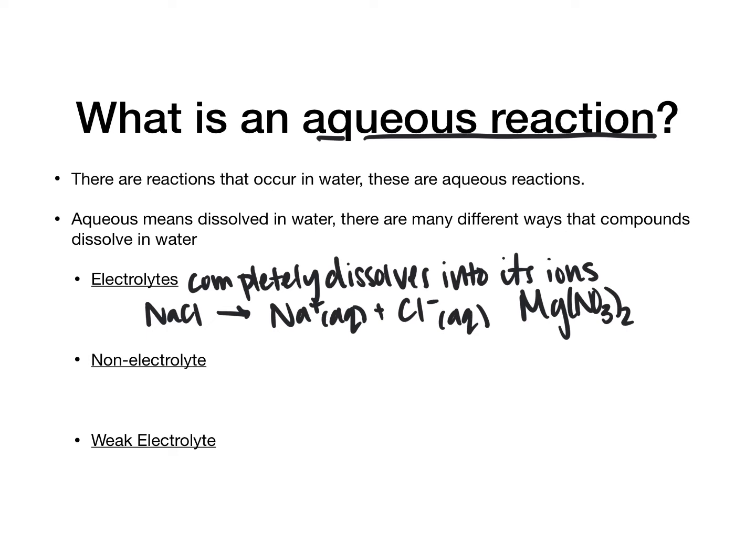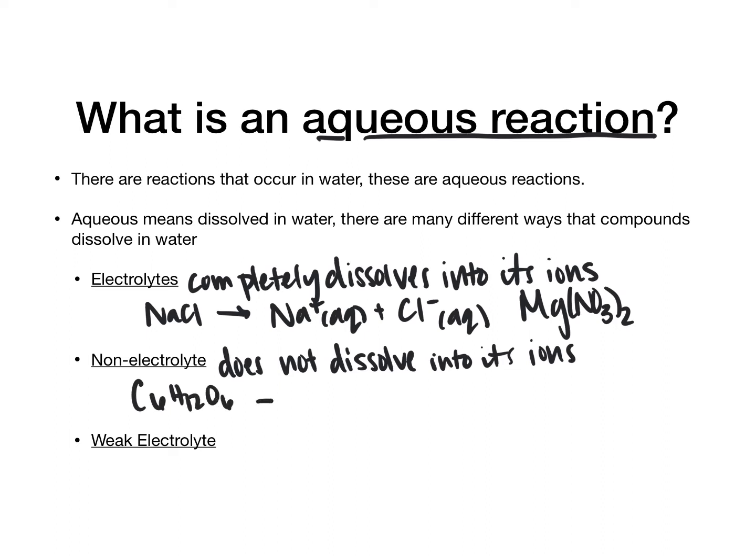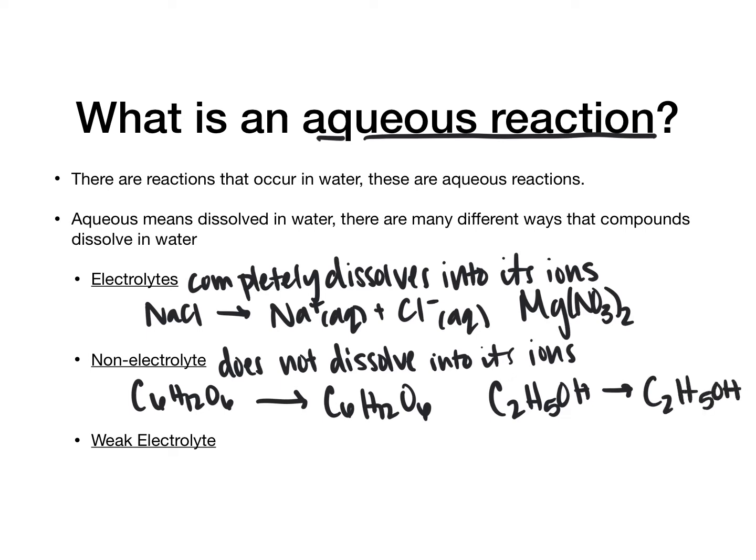So the next thing is a non-electrolyte. A non-electrolyte does not dissolve into its ions. Now, I want to be clear, this doesn't mean that it doesn't dissolve. You can no longer see a solid. So some examples of that are things like sugar. So if we have C6H12O6, when you put it in water, we see the same thing, C6H12O6. Or if you add ethanol, C2H5OH, it stays as C2H5OH. So the difference between an electrolyte and a non-electrolyte is whether or not it turns into its ions.